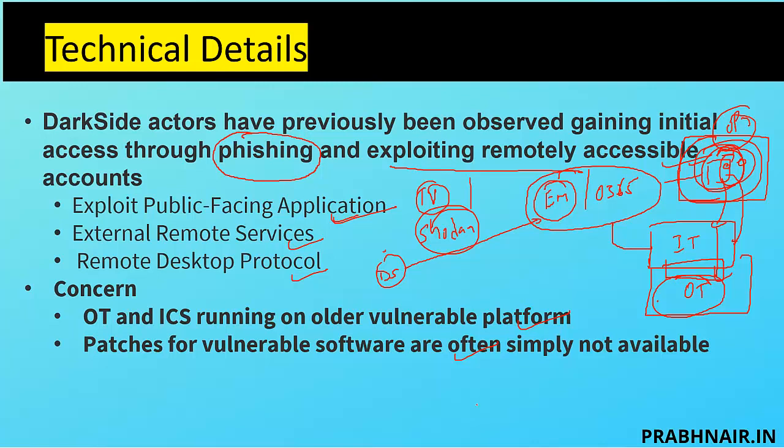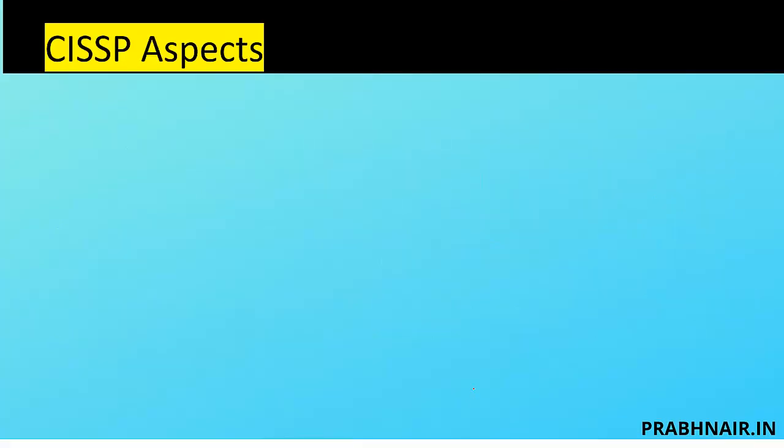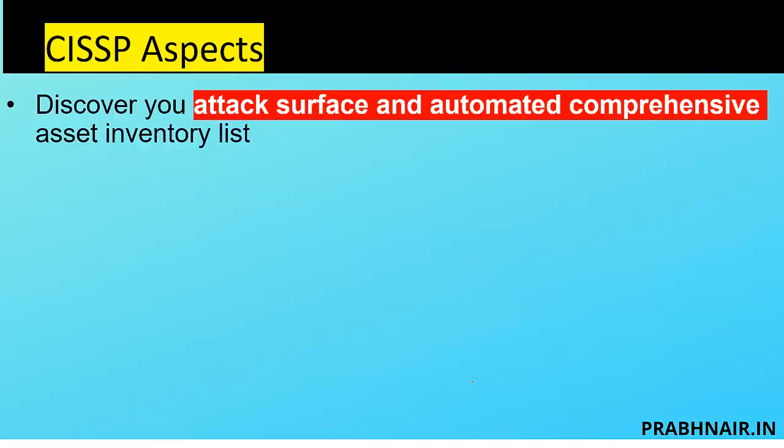So what is basically the CISSP aspect? If you are a CISSP, what are you going to do? How to handle such a situation? What will be your perspective to make sure you do not face this kind of issue? First, the most important thing, even after this attack happened, is to discover your attack surface. What is the attack surface? The area of entry and exit points, the areas of exposure. Make sure you have a proper inventory of all the IT and OT systems. That is the most important thing.